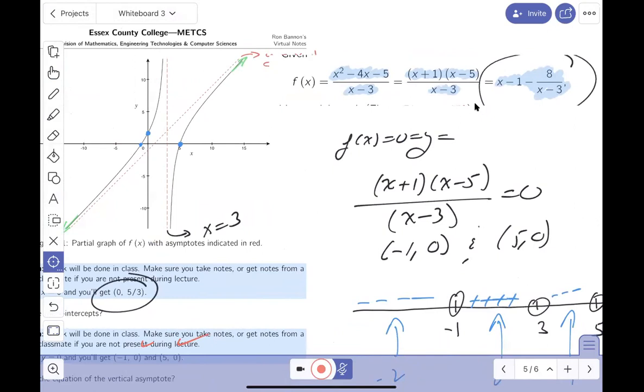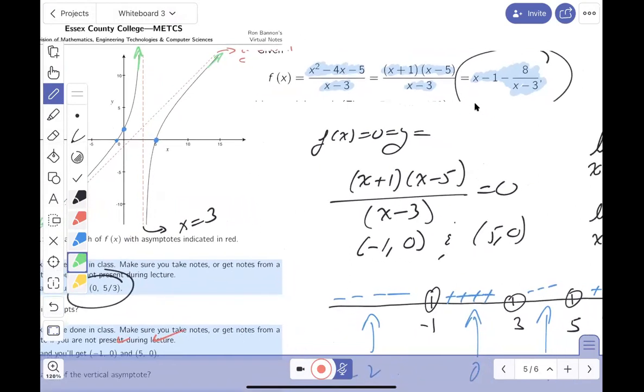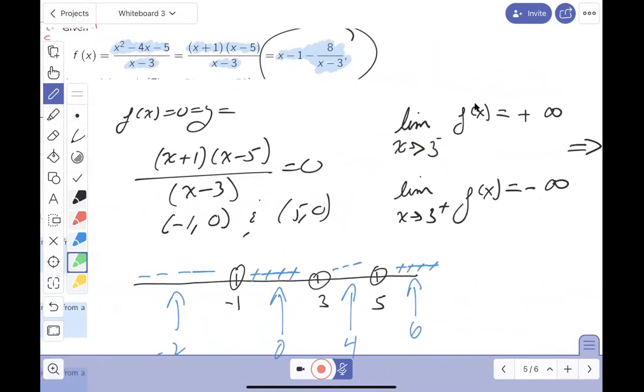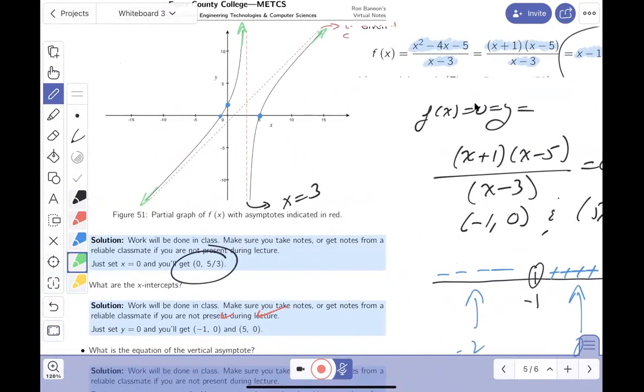I'll draw that in for you. Don't worry, we'll connect it up together later. 3 from the right side, minus infinity.